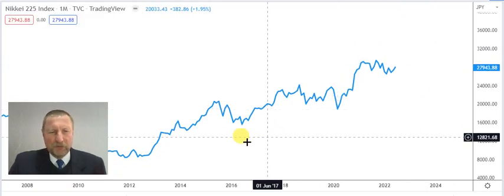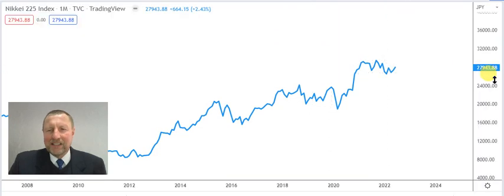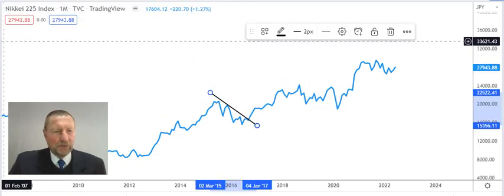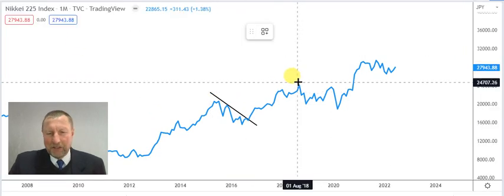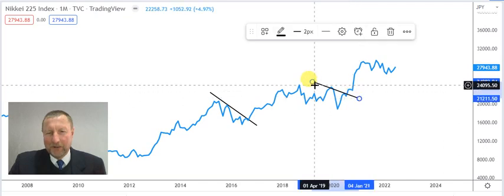From 2012, that level was 8,626. Look where it is now, 27,943. And look what this chart is doing. Every time there's a tiny pullback, I'm going to show you. I just want to draw that line in there. It's not the proper resistance line, but every time there's a little bit of a pullback, there you are again.